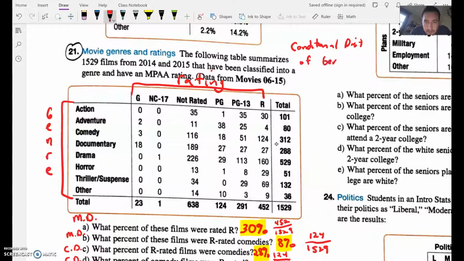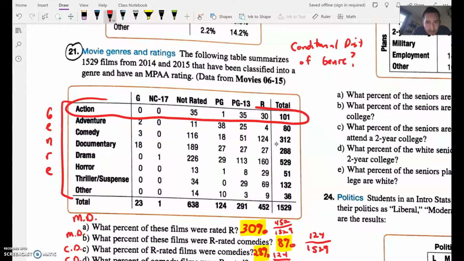of movie genres. Okay, well, what that would be is I would just go for the genre category. So like action, I would just zone in on this here. And so my total would be 101. And so I would do 0 out of 101 would be the G rating. 0 out of 101 would be NC-17, so 0%.